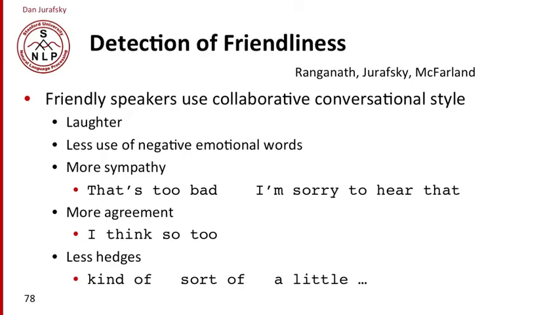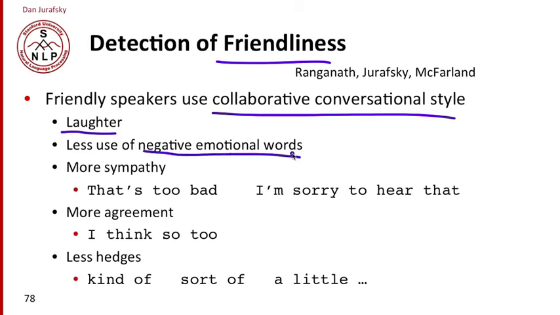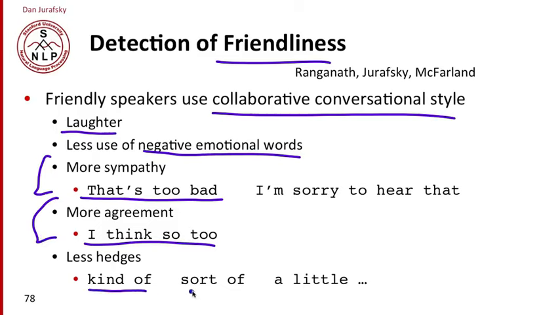which is a task we've worked on here at Stanford, which is detection of friendliness. Friendly speakers, it turns out, use a collaborative conversational style. So we built classifiers that look at features like how often someone laughs, or how often they use negative emotional words, or how frequently they use phrases like "that's too bad" that indicate sympathy, or agreement, "I think so too." So the more friendly someone is, the more likely they are to use sympathetic words or agreement, and the less likely they are to use a hedge like kind of or sort of.